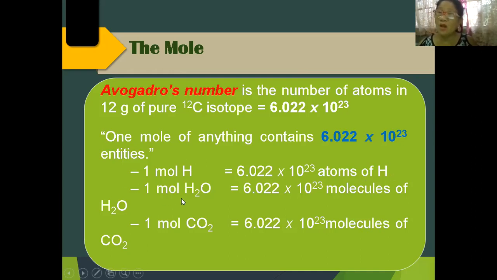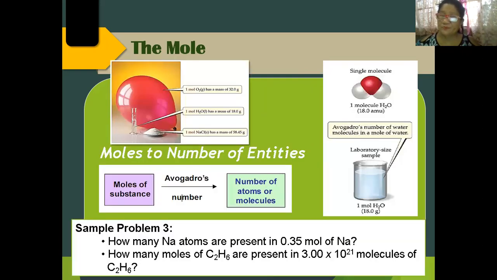And for 1 mole of water, you are not going to use atoms, okay? That is 6.022 times 10 to the power of 23, but it is not atoms, but molecules of water. And same thing in 1 mole of carbon dioxide, that is equivalent to 6.022 times 10 to the power of 23 molecules of carbon dioxide. That is the conversion of mole.